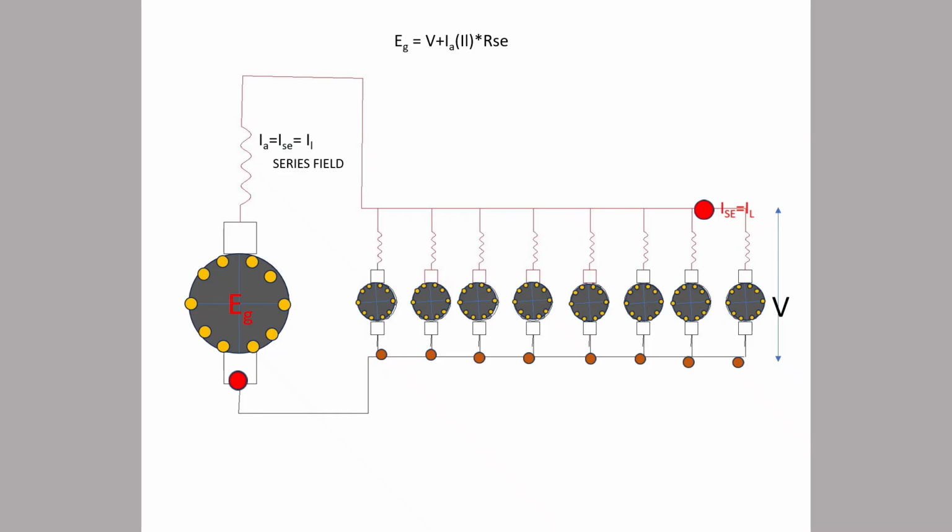It is rectified to DC, but it is a pulsating DC, so we are using a reactor, capacitor, and inductor to make the voltage stable.